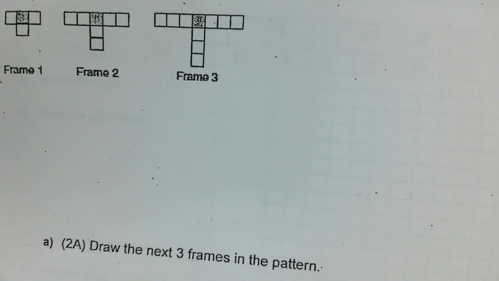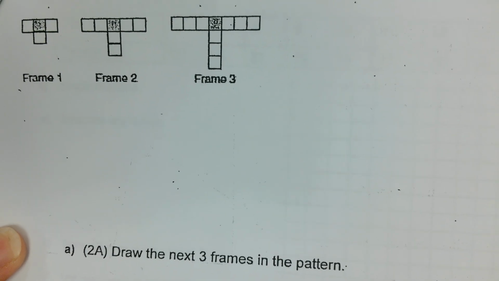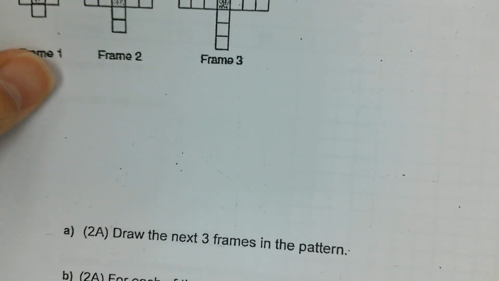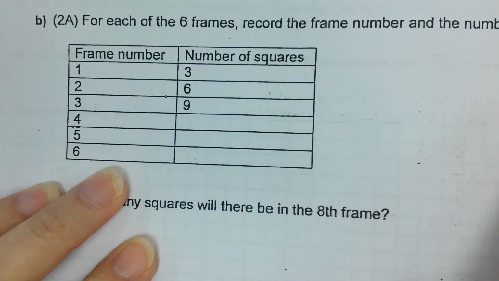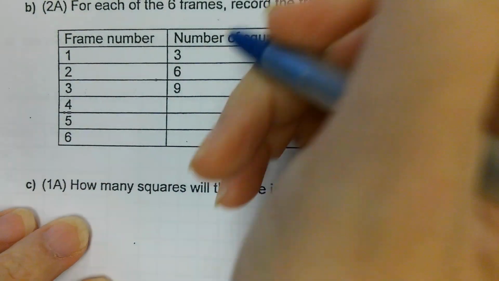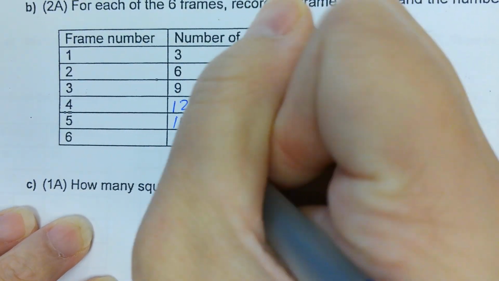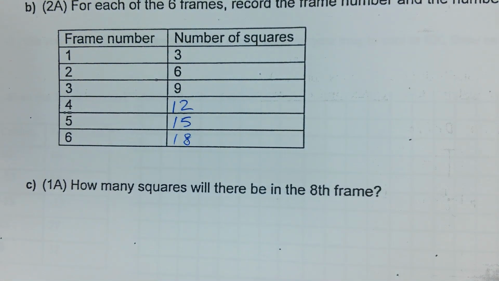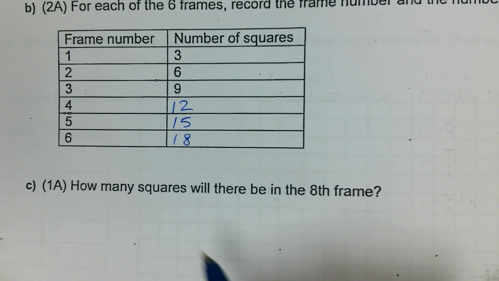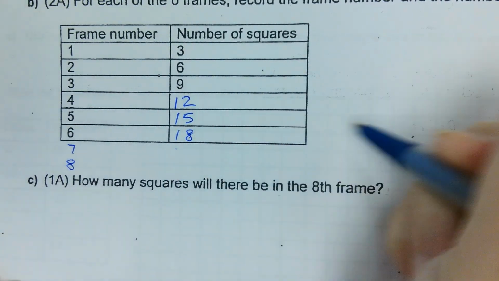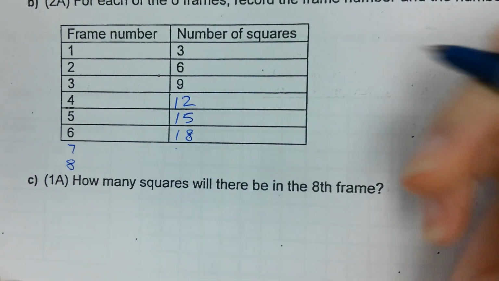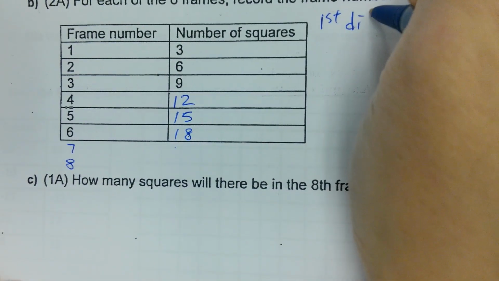Okay, first 3 frames of the pattern are shown. Draw the next 3 frames. Okay, that's pretty straightforward. And then looking at this, for the next 6 frames, record the number of frames and the number of squares used. So 12, 15, 18. Okay, how many squares will there be in the 8th frame? So I could simply just extend my table because I know that, what's my first difference right here? First difference. How do I calculate first difference again?